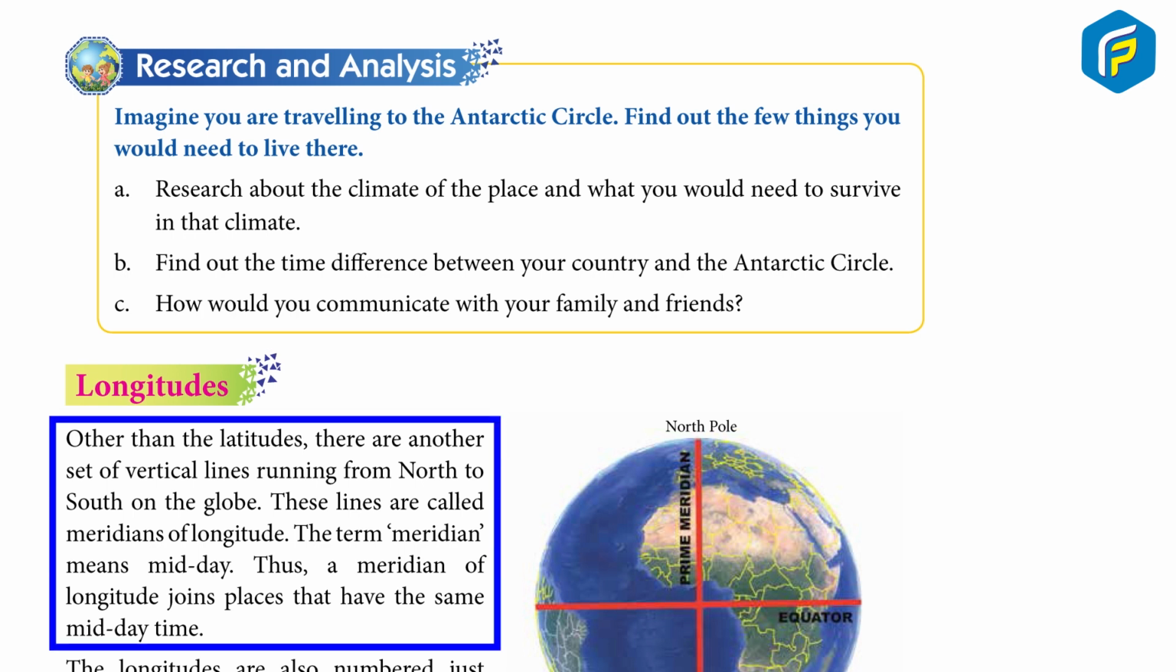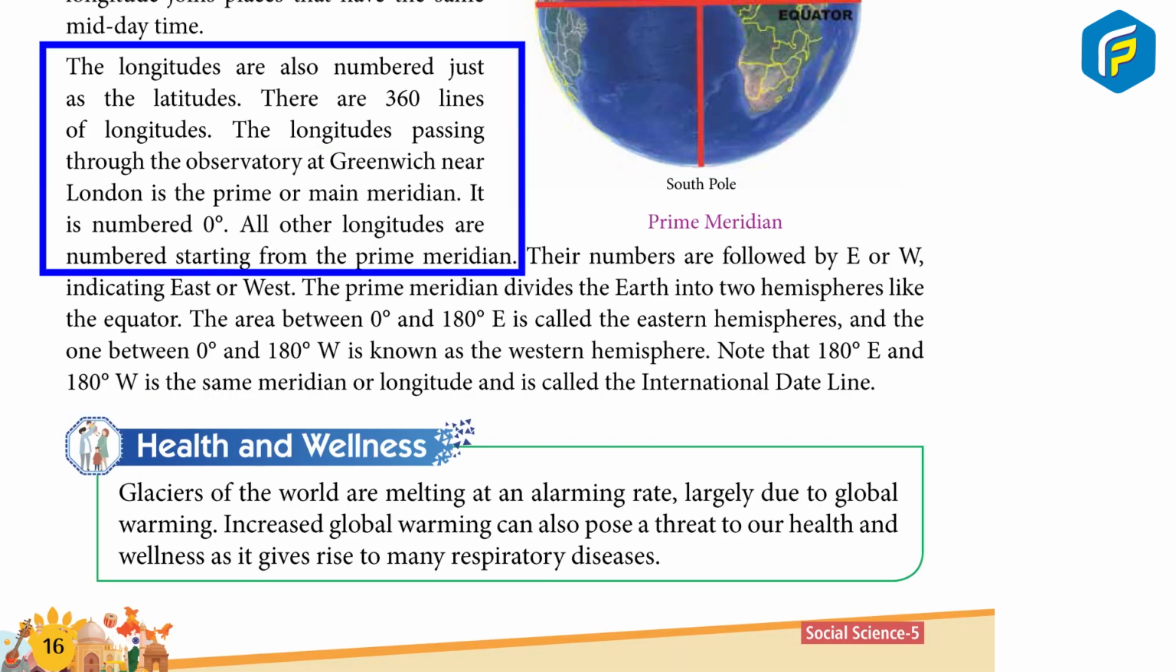Longitudes. Other than the latitudes, there is another set of vertical lines running from north to south on the globe. These lines are called meridians of longitude. The term meridian means midday. Thus, a meridian of longitude joins places that have the same midday time. The longitudes are also numbered just as the latitudes. There are 360 lines of longitudes.